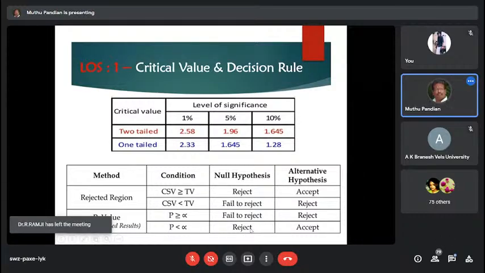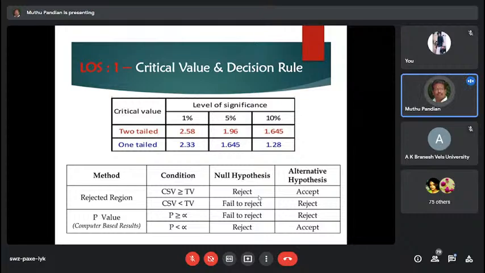There are two statements: the null hypothesis and the alternative hypothesis. When the null hypothesis is rejected, the alternative is accepted. When we are unable to reject or fail to reject the null hypothesis, the alternative is rejected. Instead of writing the word accept, you can write fail to reject or unable to reject.